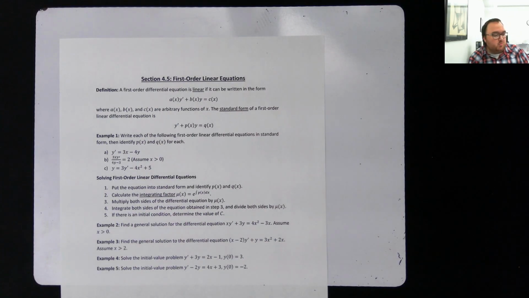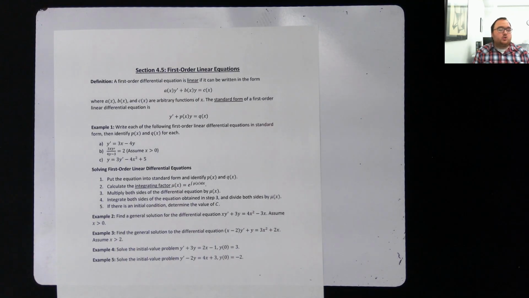It is now time to move on to section 4.5, first order linear equations. Let's define what that is. A first order differential equation is linear if it can be written in the form a of x times y prime plus b of x times y is equal to c of x, where a(x), b(x), and c(x) are just something in terms of x.